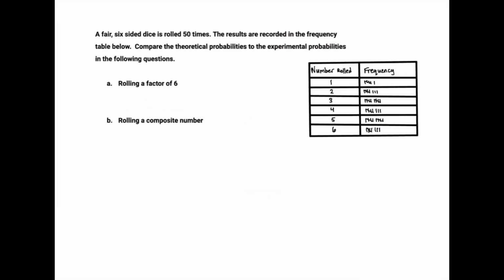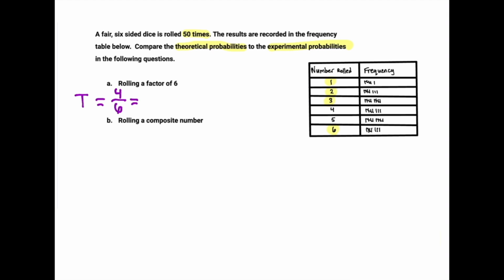Let's go through another one together. It says that a fair 6-sided dice is rolled 50 times. The results are recorded in the frequency table below. It says to compare the theoretical probabilities to the experimental probabilities. The first one says rolling a factor of 6. Let's find the theoretical probability first. A factor of 6 is a number you can divide out of 6. That would be 1, 2, 3, and 6. There are 4 factors of 6, so our theoretical probability would be 4 out of the 6.